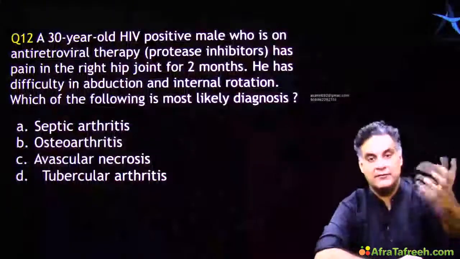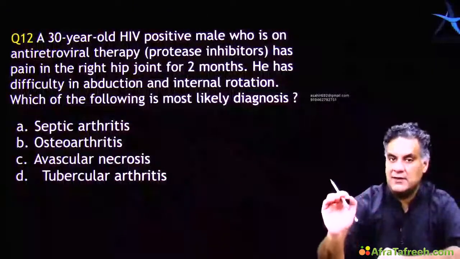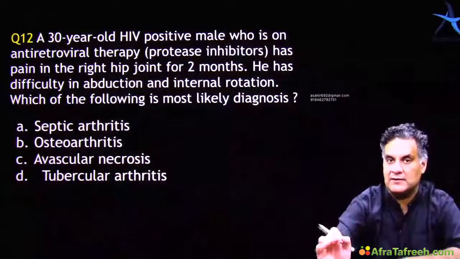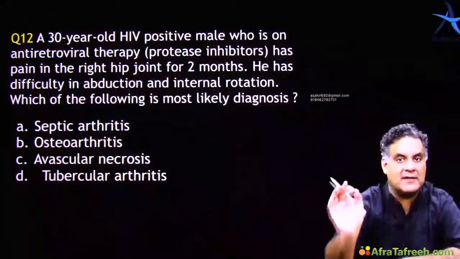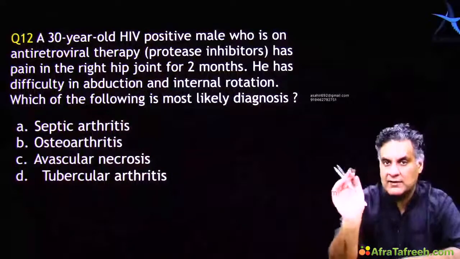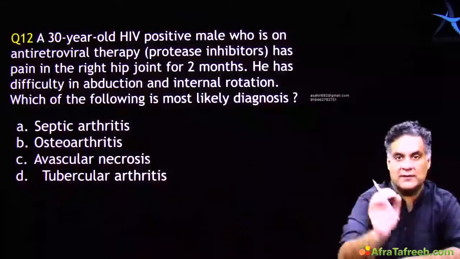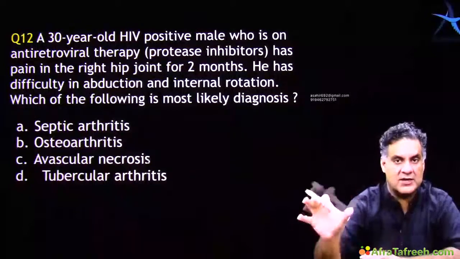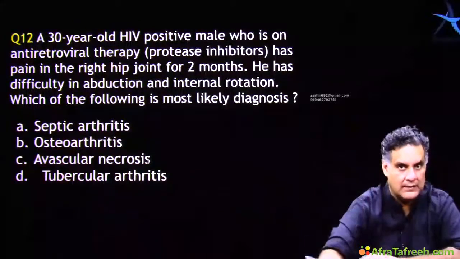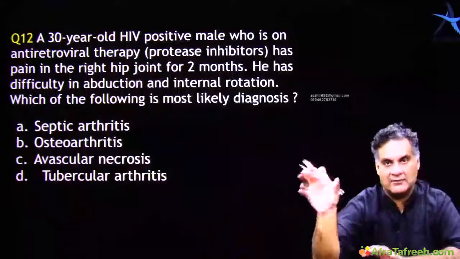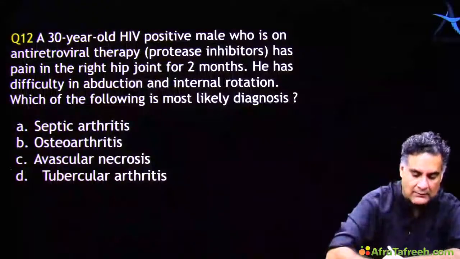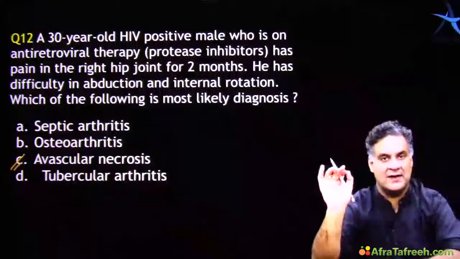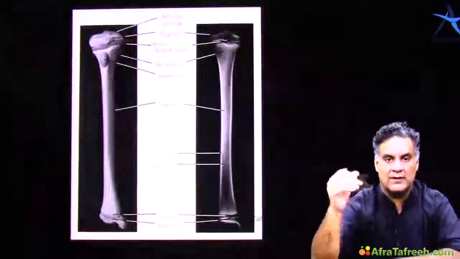Similar question but very different. Same age, HIV, on antiretroviral therapy, protease inhibitors, has a pain in the hip, but there is a limitation of abduction and rotation. Whenever these two movements are limited, as I told you in the first part, there is a loss of roundness of the hip. So there is a change in the shape, and this is not TB hip. On protease inhibitors, the vascularity can be compromised, causing predisposition to avascular necrosis, which is the answer here. We'll talk about AVN later.